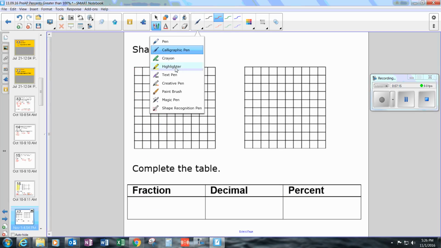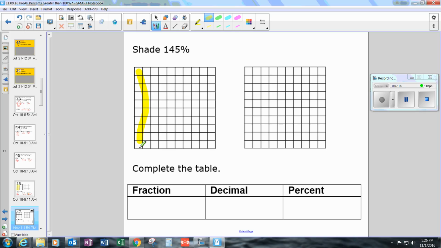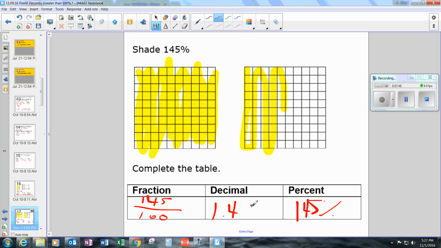Shade 145%. So it'll be 10, 20. So it'll be all of this. That's 100%. And then 45: 10, 20, 30, 40, 45. So what percent is that? 145%. What is this fraction? 145 hundredths. And what decimal do I see here? 1 and 45 hundredths.